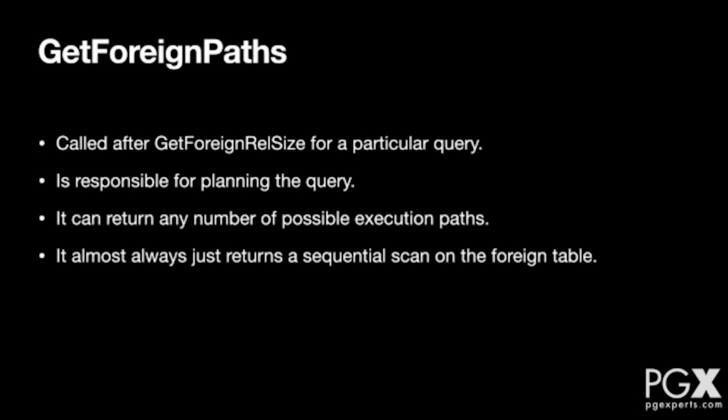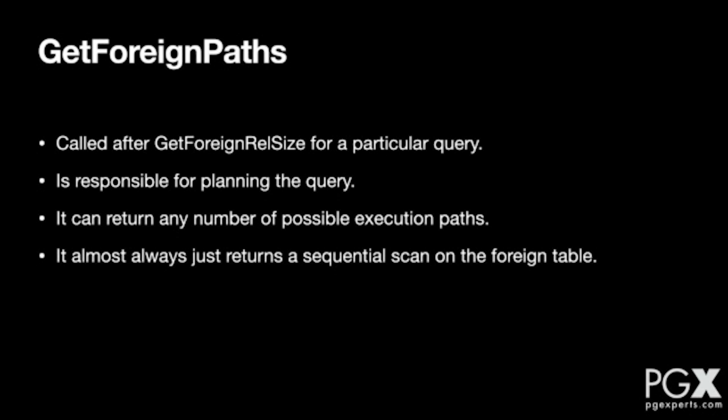So that returns at some point in the future on that same query. The planner says, okay, that was fun. Now I'm going to call get foreign paths. It's called after get rel size, and this is responsible for planning the query. Like I mentioned before, this is where the planner says, okay, give me all the different ways you could execute this query. Could you do an index scan? Could you do a sequential scan? Could you do a heap map bit scan? Could you do anything? Anything that's available in the Postgres world, you can put in.